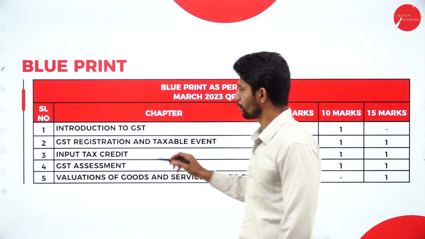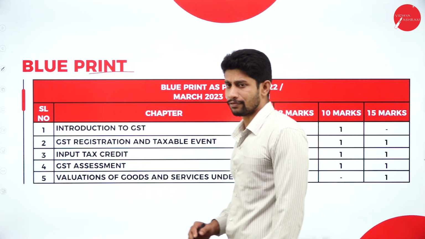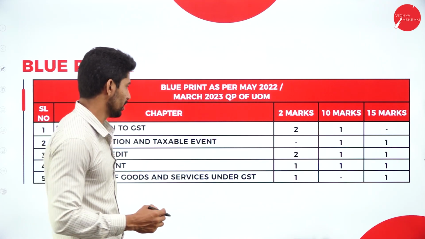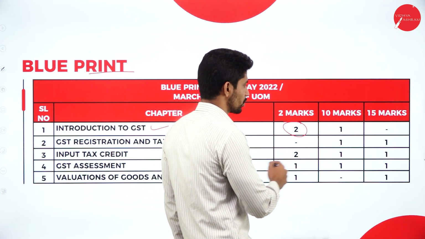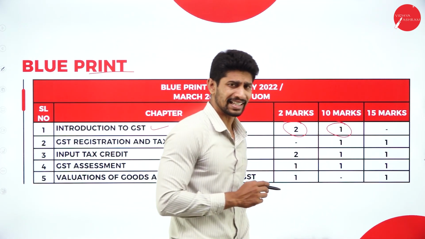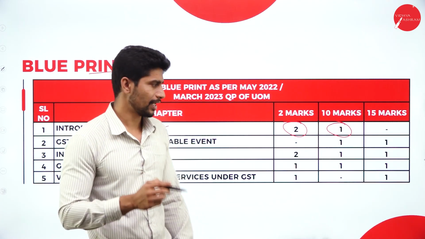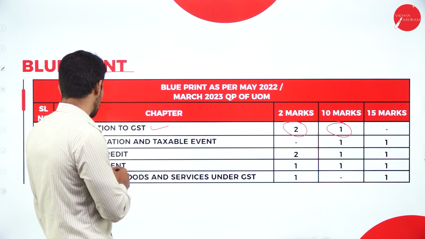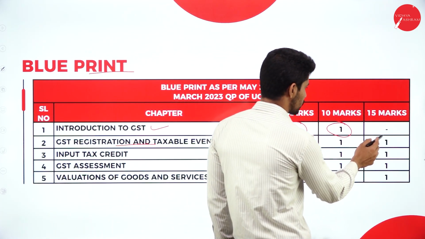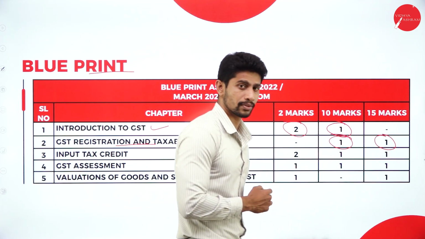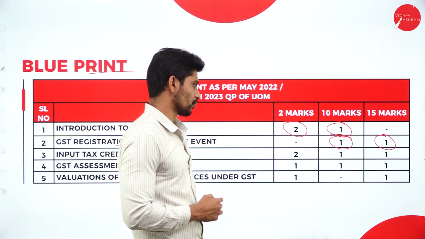And if you look into the blueprint of this particular subject, from unit number 1, introduction to GST, they might ask two 2 marks questions and one 10 marks question. And in unit number 2, that is GST registration and taxable event, they might ask one 15 marks question and one 10 marks question.